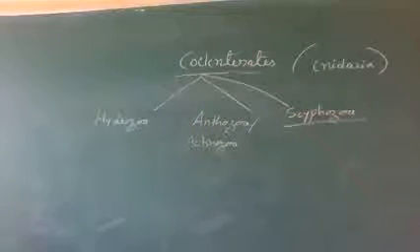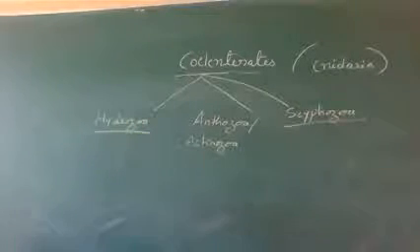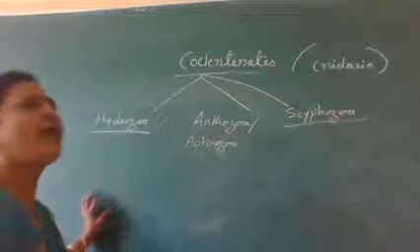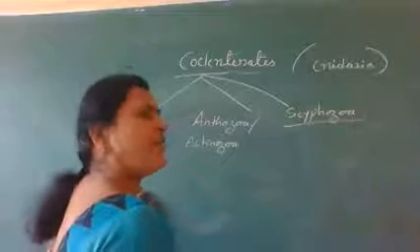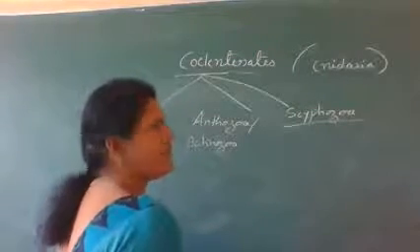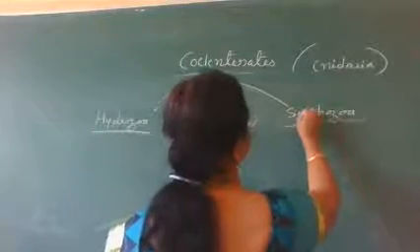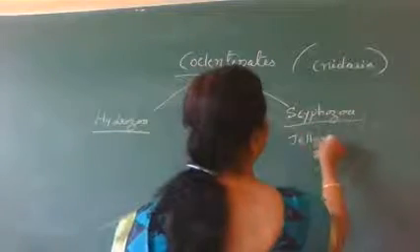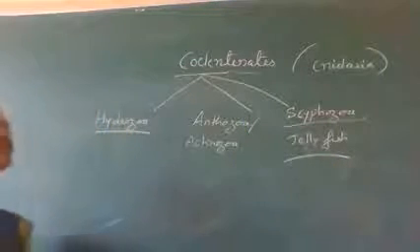Anthozoa, Scyphozoa. What are hydrozoans? Hydrozoans are those having both the polyp as well as what? The medusoid stage. Anthozoans have only the hydroid stage, or polyp stage. Scyphozoans have only the medusoid stage. So the typical example for scyphozoans, commonly called jellyfishes, is Aurelia.